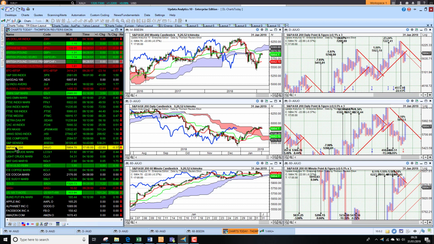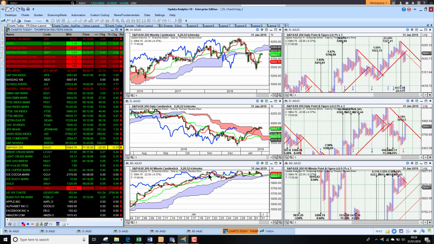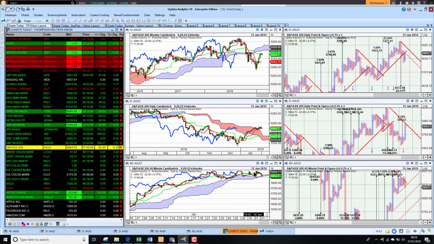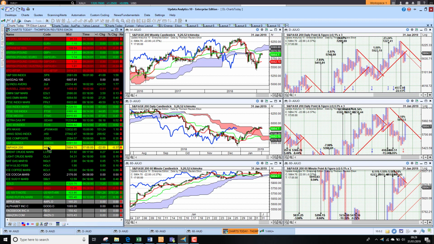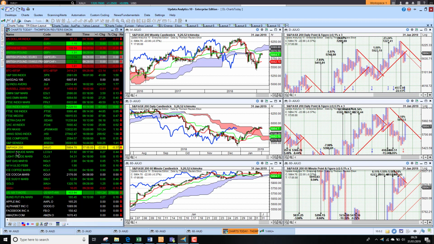The Aussie market is down 0.4%. It bucked the trend last night. So interestingly, we are very flat here. We've got targets in both directions, so there's just a little bit less certainty there.